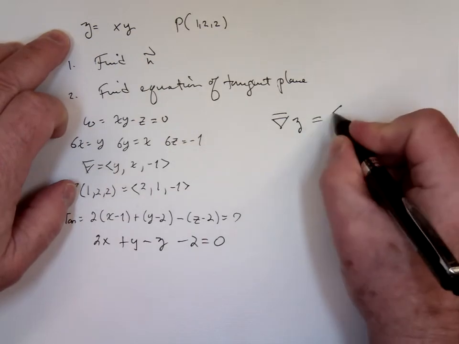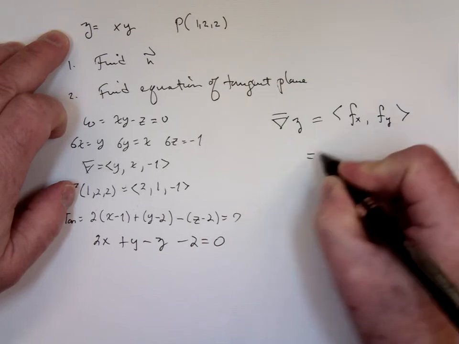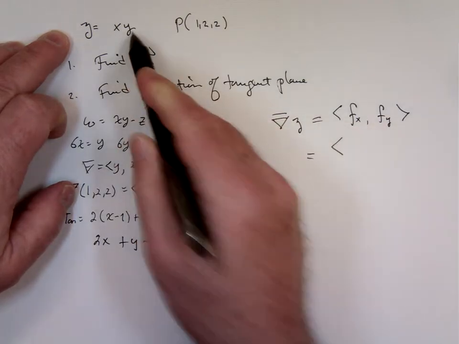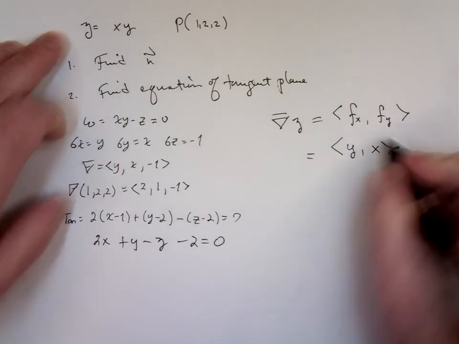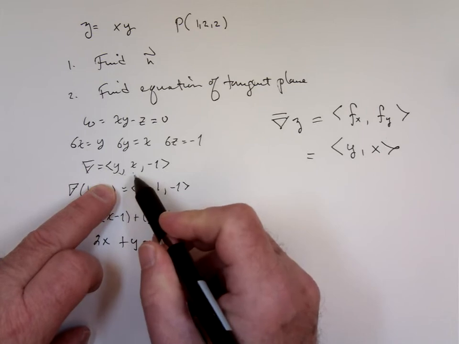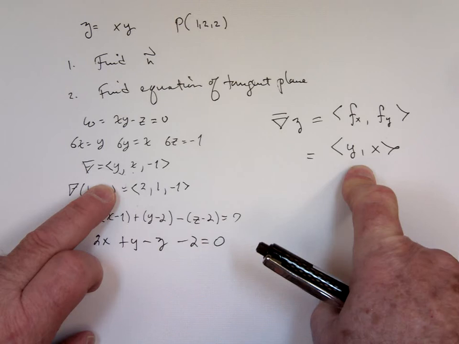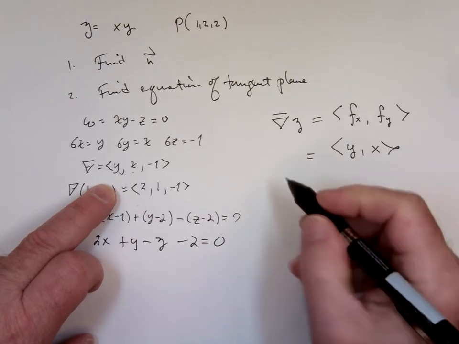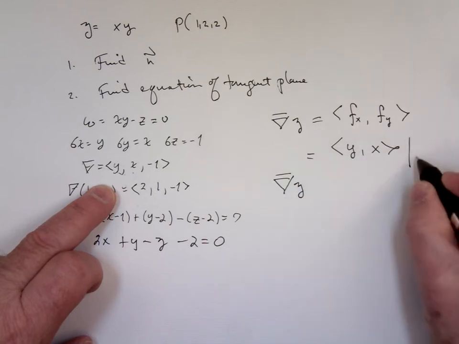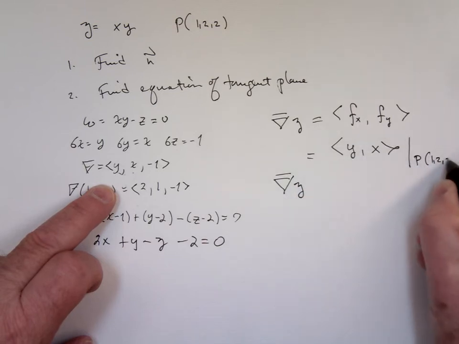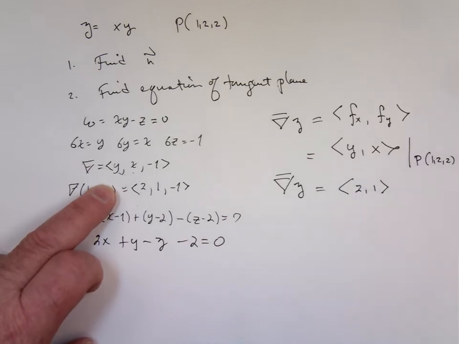It's the partial with respect to X and the partial with respect to Y. The partial with respect to X is Y, and the partial with respect to Y is X. You'll notice it's the first two components of the gradient for the four-dimensional thing. So that's the gradient of Z. The gradient of Z at the point in question is (2, 1).